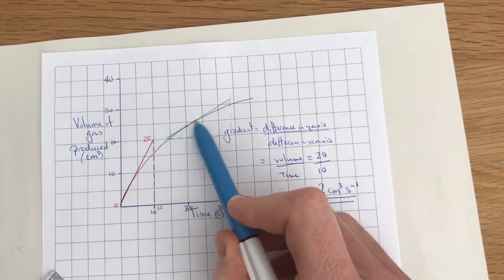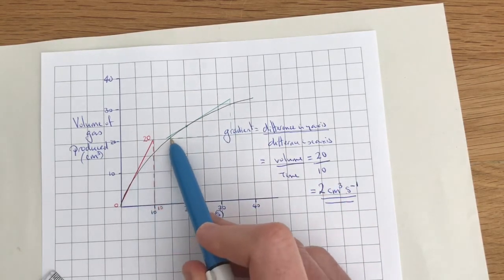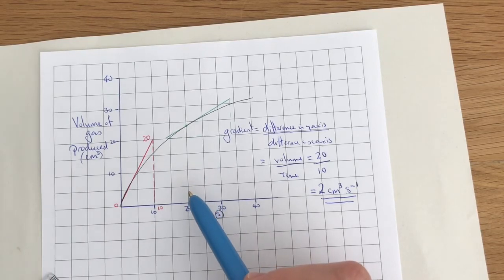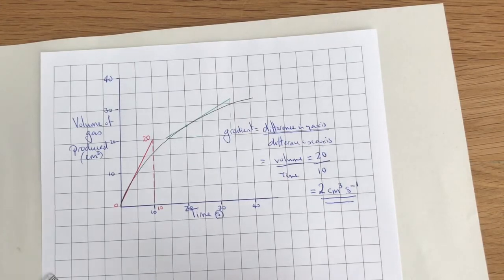Therefore the value for this is going to be less, and we'd expect the value to be less because as the reaction proceeds, as time goes on, there are fewer particles, less chance of collisions, and the reaction starts to slow down. Okay, that's how to calculate rate. Good luck, have a go at some questions, get some confidence with that.